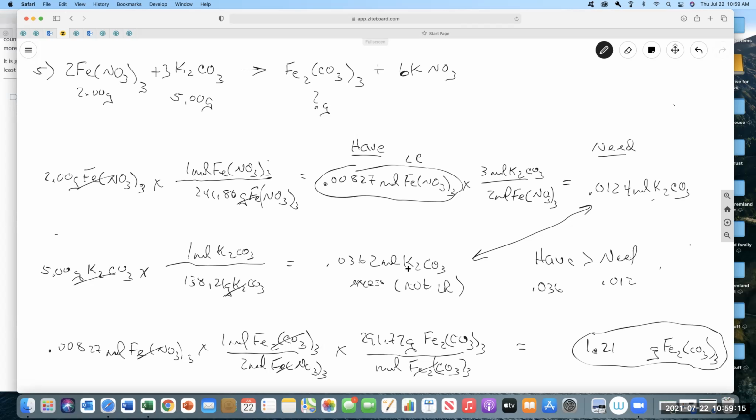Since I have more potassium carbonate than I need, that means I'm not going to use the potassium carbonate to solve the problem. I'm going to use the iron to solve the problem. I'm going to use whatever I don't have enough of. Then I just do the stoichiometry at the end.